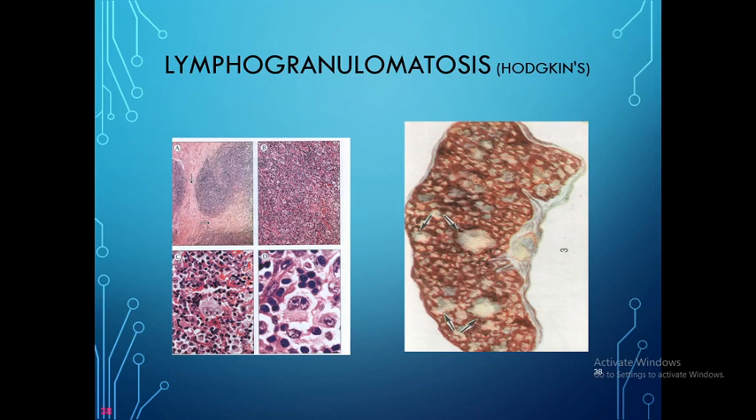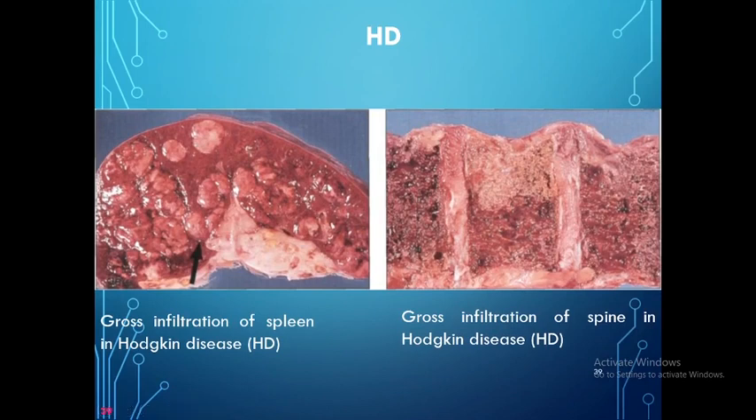Here in this photograph, you can see lymphogranulomatosis in Hodgkin's lymphoma. How the lymphogranulomatosis has occurred in such a tissue. Again, in Hodgkin's disease, here you can see the gross infiltration of spleen, gross infiltration of spine. Hope that is clear with you.